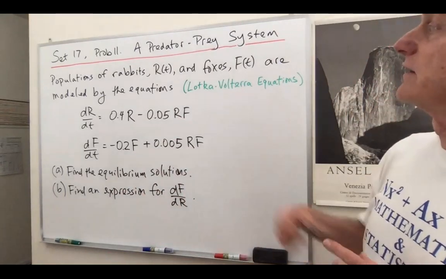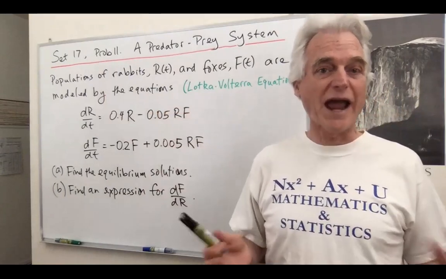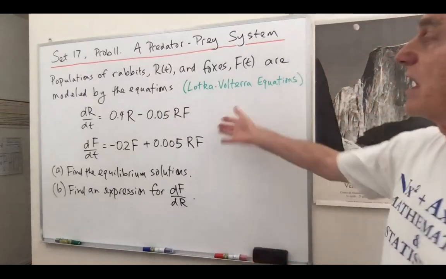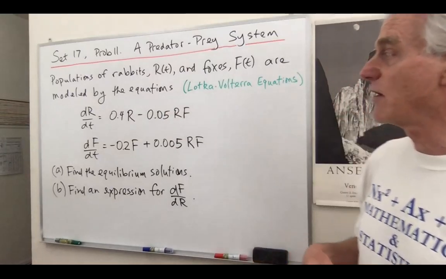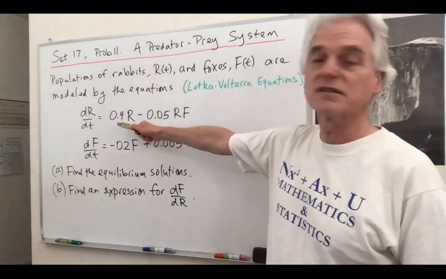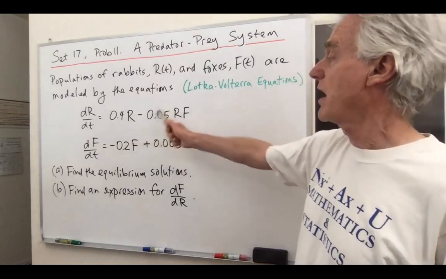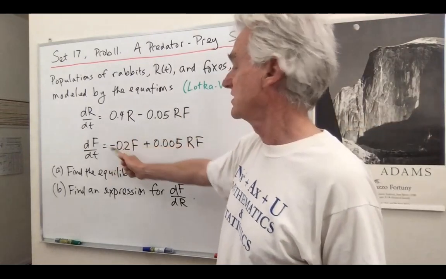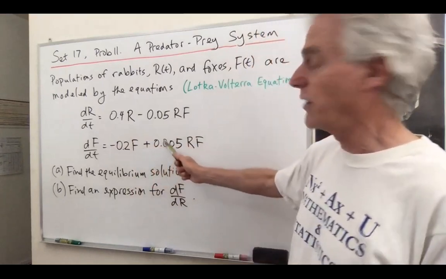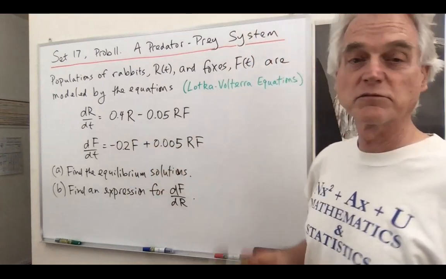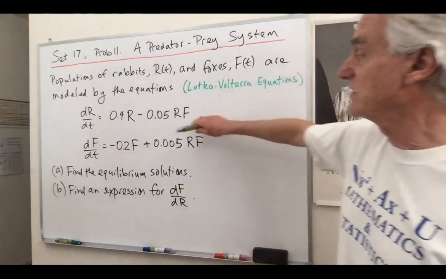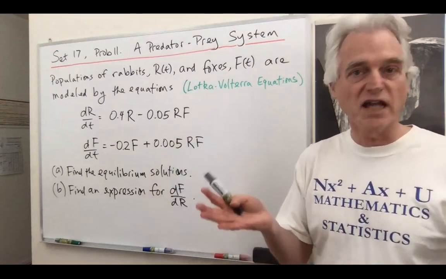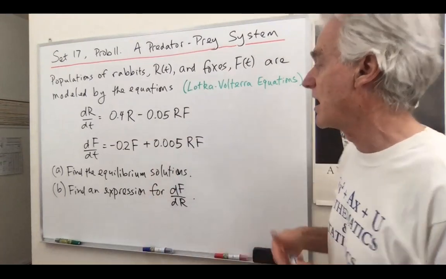All right. The idea here is you have a population of rabbits, R of t, and foxes, F of t, and they're modeled by these equations. dR/dt is a positive constant times R minus some constant times R times F. And dF/dt is a negative constant times F plus a positive constant times R times F. So this R times F is what makes it nonlinear, and our eigenvalues and eigenvectors don't help us with this.